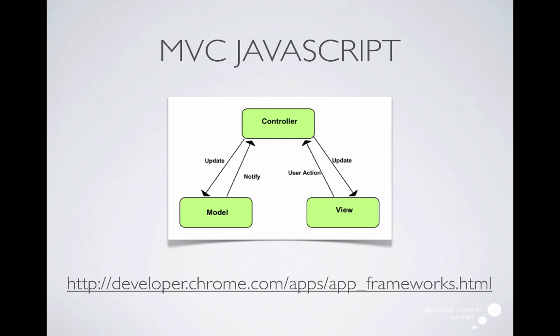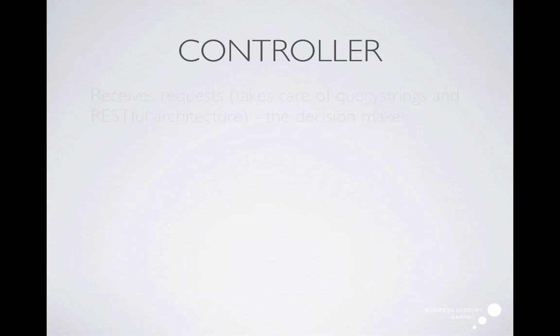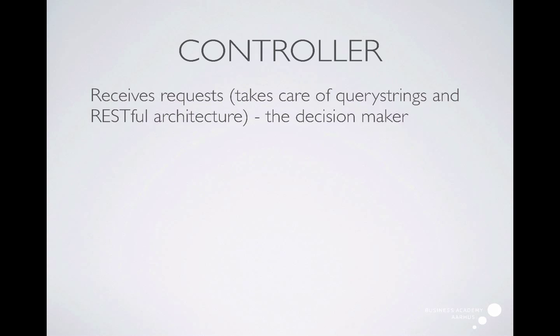Another way of looking at the MVC in JavaScript in front end would be that the view sends a user action, and the controller then updates the model, and the model will then notify the controller that now the model is updated, and then the controller will update the view. The controller, as I said a few times, is the decision maker.